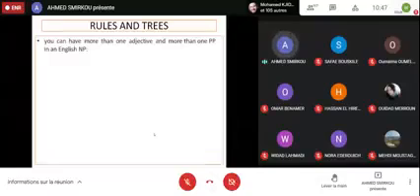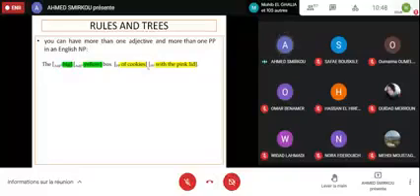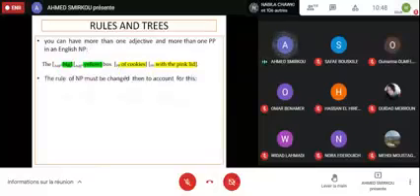So you can have more than one adjective and more than one preposition phrase. For example, the big yellow box of cookies with the pink lid. So we have two adjective phrases before the noun and two prepositional phrases after the noun. Okay, so we have to modify this in the rule. We have to write this one.